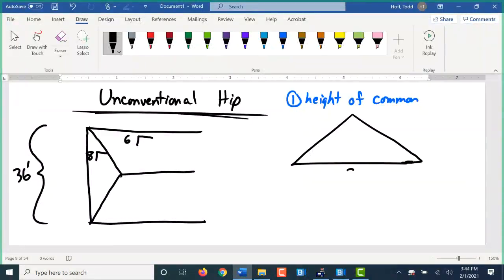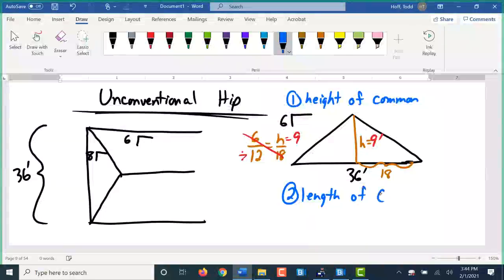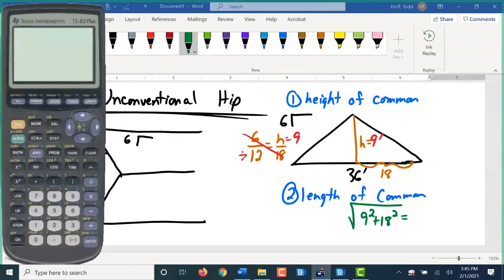The span is 36 and the slope is 6. How do I find that height? Of course, it's for 18. You cross multiply and divide. H is 9. Second step, we'll find the length of that common rafter. Square root of 9 squared plus 18 squared, still. What does that give us?